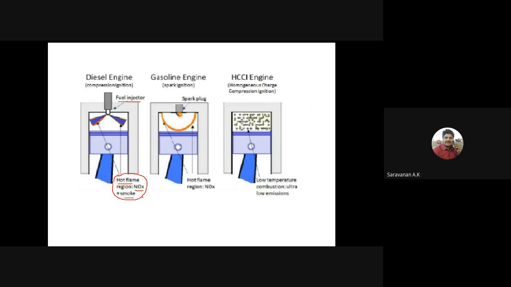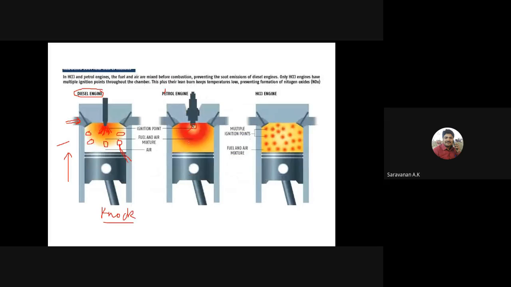Is it clear? So for the petrol engines, where the fuel will be burned, it will have some region, right? In that region, what will happen? The hot flame will propagate. The flame will propagate. So there the NOx will be produced. Is it clear? There the NOx will be produced.